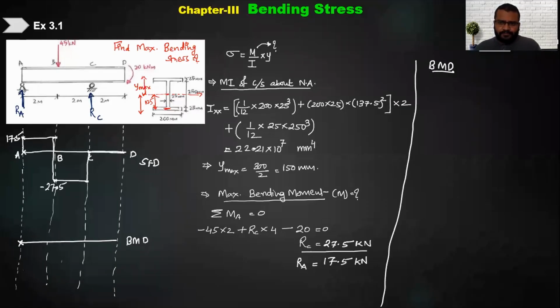Bending moment at point A is 0. Bending moment at point B, how much will it be? On its left there is only one force RA, that is 17.5 multiplied by a distance of 2. How much will that be? 35, right? Equal or not? 35 kilonewton meter. Yes. Next.